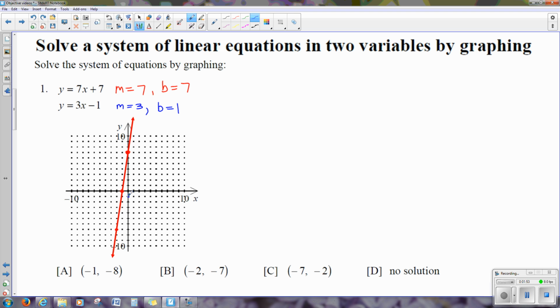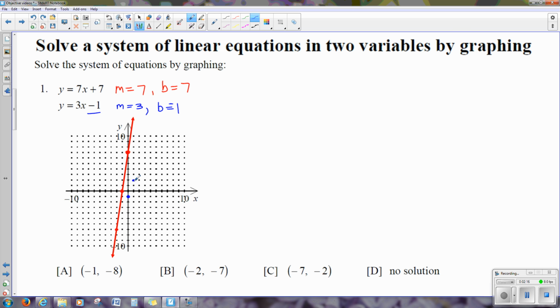So I can plot my y-intercept, -1. Whoops, I wrote 1 up here. I meant -1. We have a -1 y-intercept. All right, so here's our y-intercept of -1, and now I have a slope of 3. So we're going to go up 3. Let's see, 1, 2, 3, and over 1. Now we have a slope of positive 3.